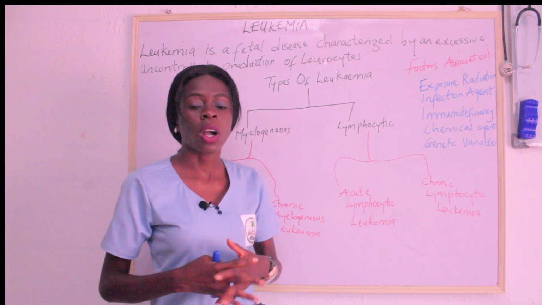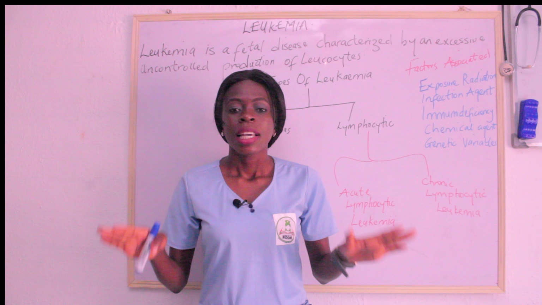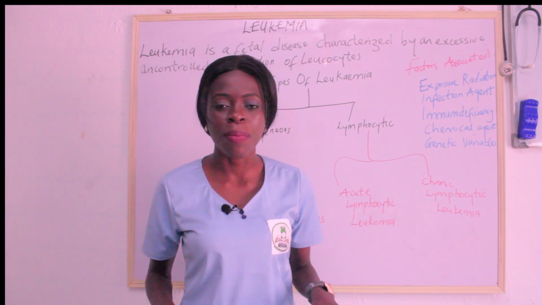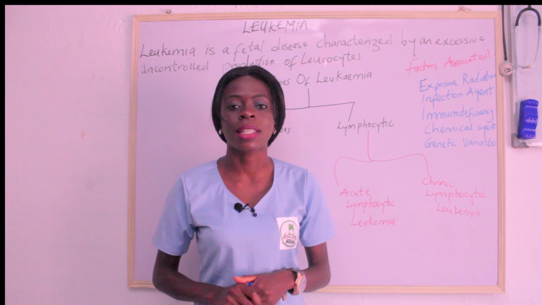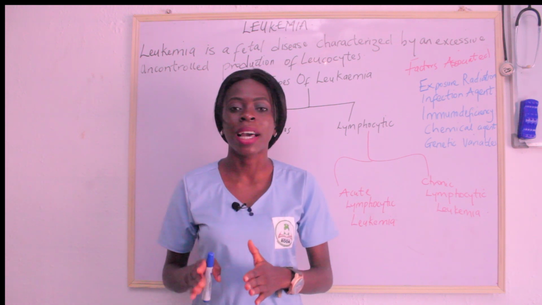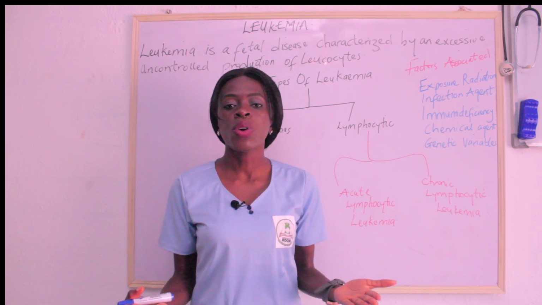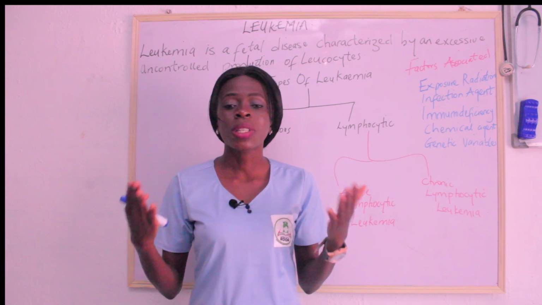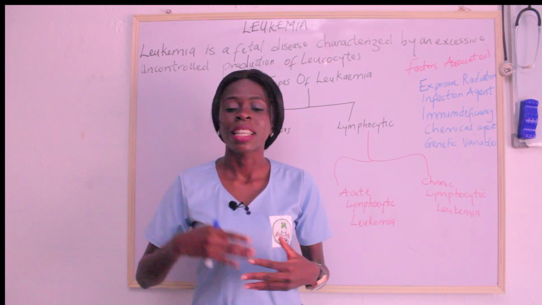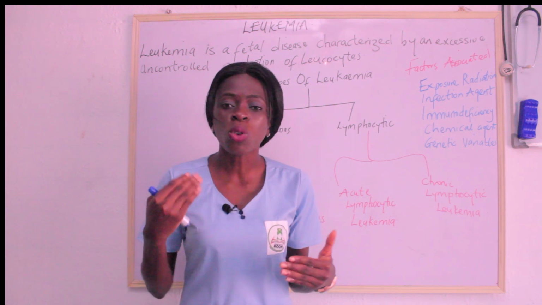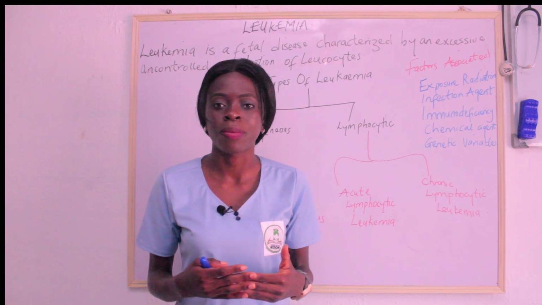Then that takes us to the causes of leukemia. In terms of the causes of leukemia, it is idiopathic. What do we mean when we say idiopathic? We simply mean that the cause is unknown. We don't know what is causing this leukemia.